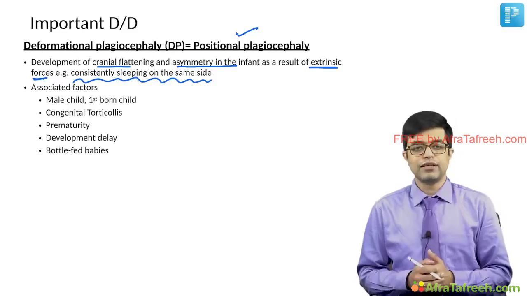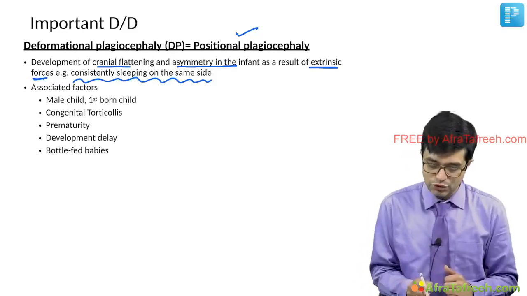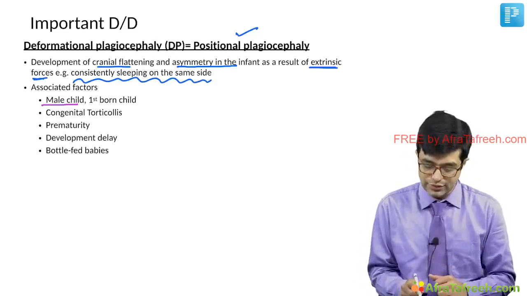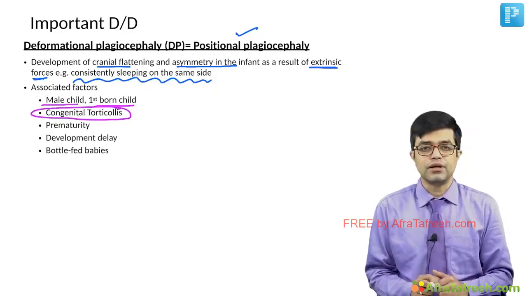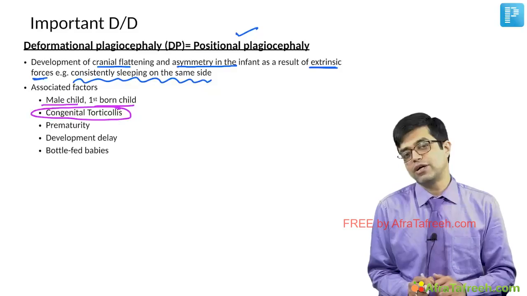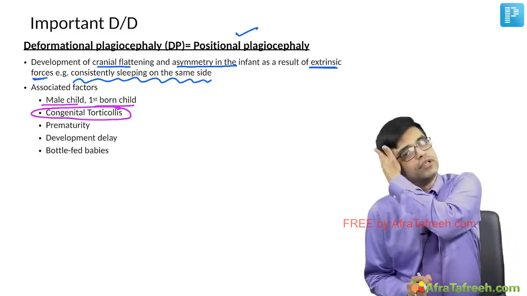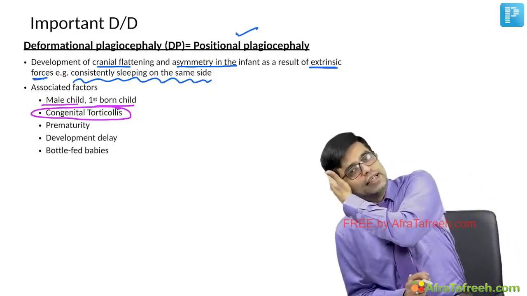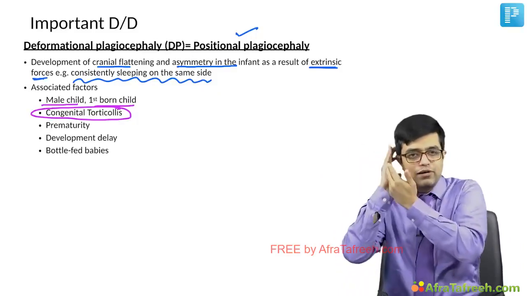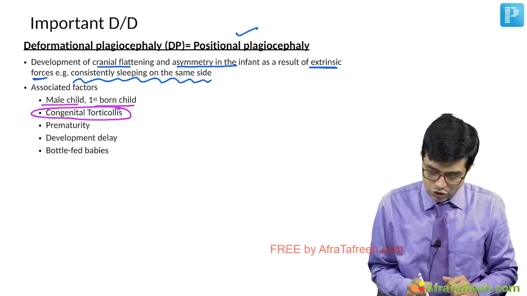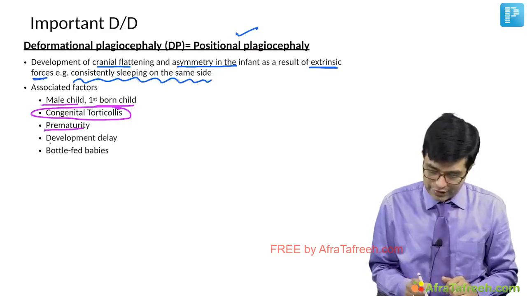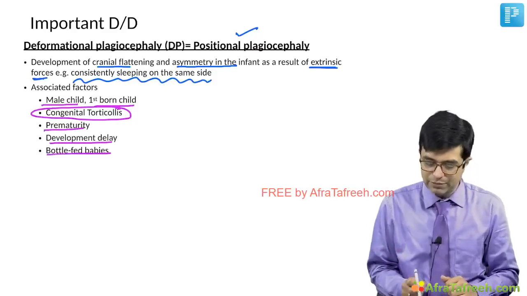What are the associated factors which can produce it? Epidemiological studies have shown it is more common in male children, and more common in firstborn children. If there is congenital torticollis, wry neck, the child will keep his head towards one side, and so when he or she lies down, it will be on that side, and there will be flattening occurring on that part. It is more common in prematurity, in developmental delay, and bottle-fed babies have a tendency for plagiocephaly.